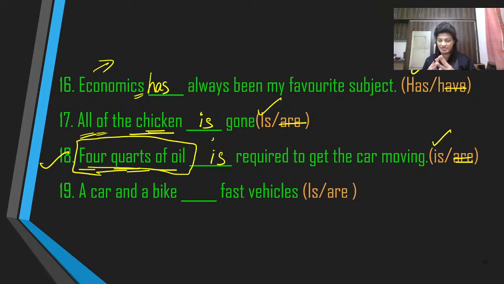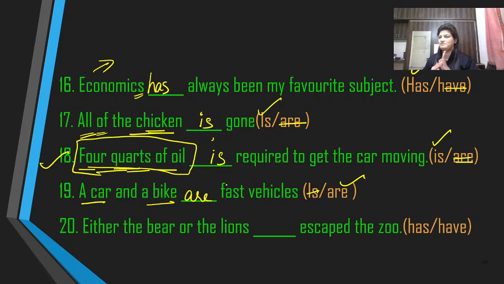A car and a bike dash fast vehicles. Then, thank you, I guess. Okay, guys, a car and a bike dash fast vehicles. All right, yes, guys. This should not have any difficulty. Obviously, you have 2 subjects, a car and a bike, and obviously are. There you go. That's your correct answer. That was pretty easy. I'm taking you through a quiz.